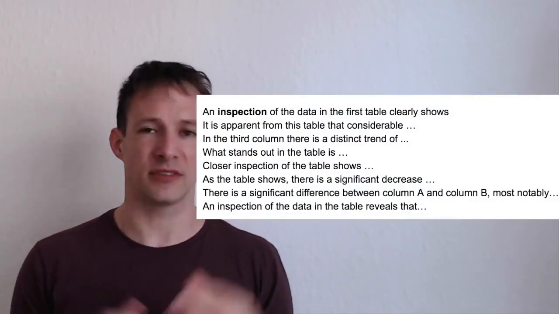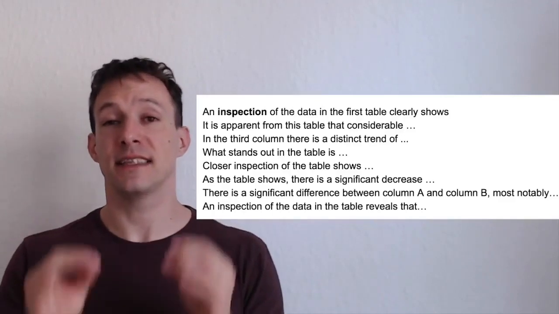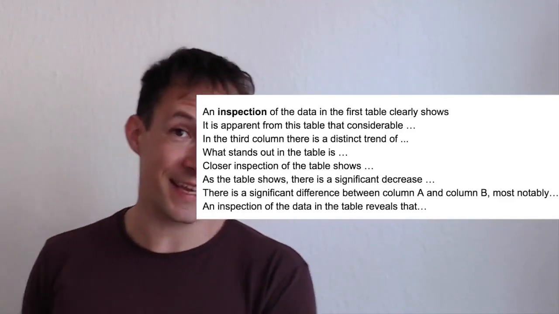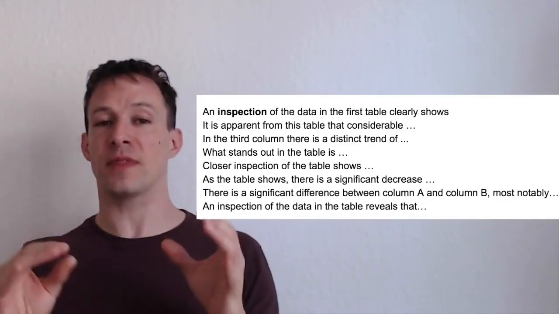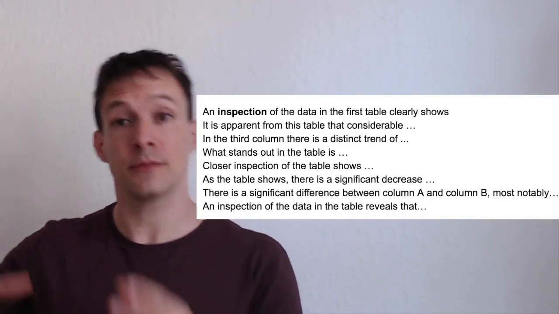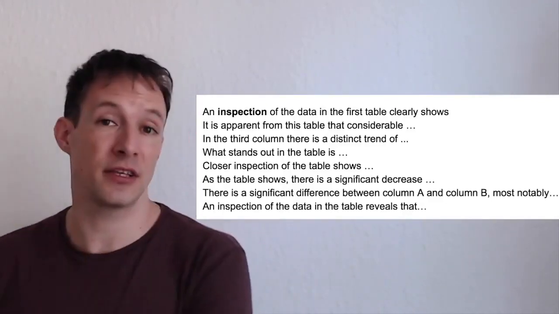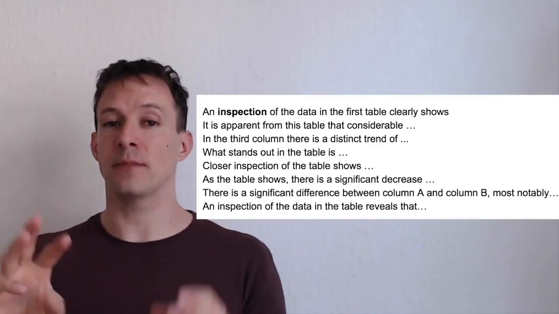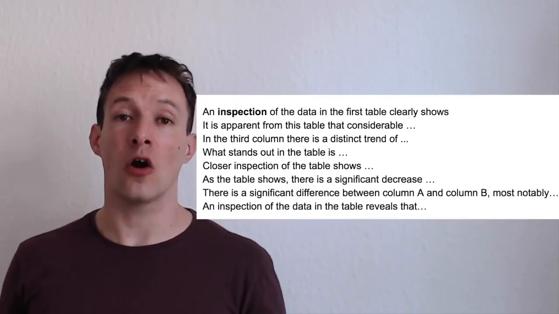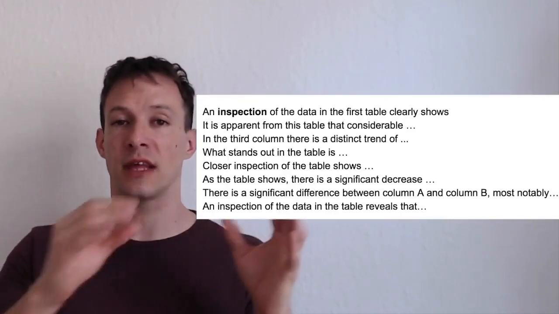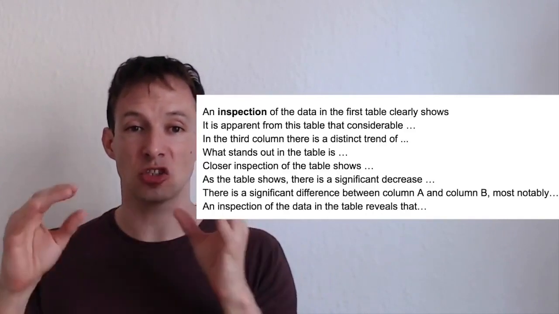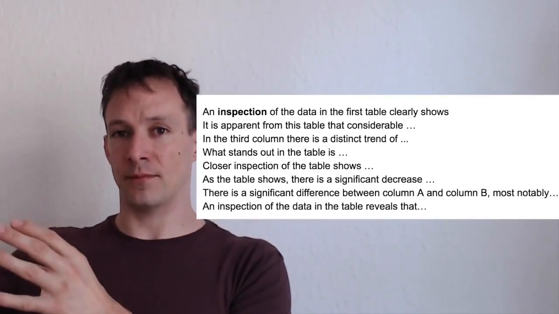This is very useful. It's quite long, and if you copy paste it, it's grammatically perfect, unless you mess it up at the end. Next one. It is apparent from this table that considerable something, okay? That there is a considerable increase in the final year. In the third column, there is a distinct trend of something, okay? In the third column, there is a distinct trend of increase in production, okay? I'm just trying to give you different kinds of examples that you might find yourself using these phrases.